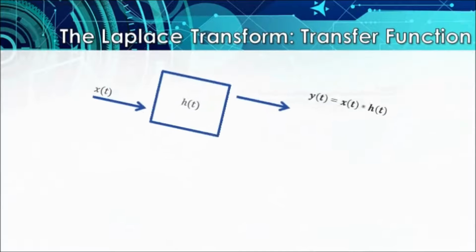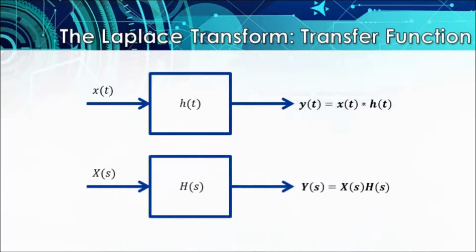In this figure, the relationship between the impulse response h of t and the transfer function H(s) is shown. You can see that the output response y of t is equal to x of t convolved with h of t, and Y(s) is equal to X(s) multiplied by H(s). A linear system is often specified in terms of a block diagram. Here, we can consider three types of interconnections.